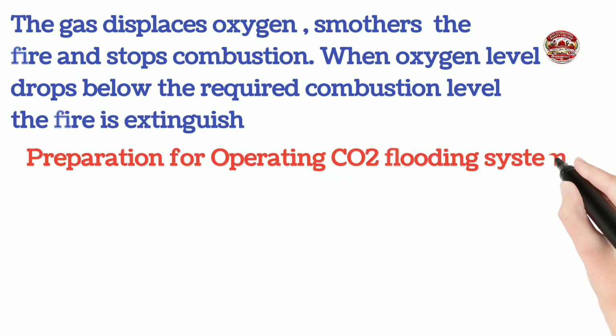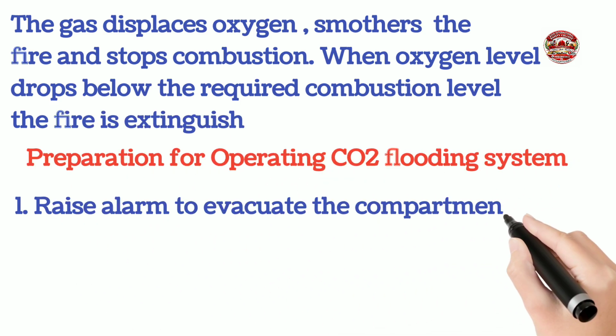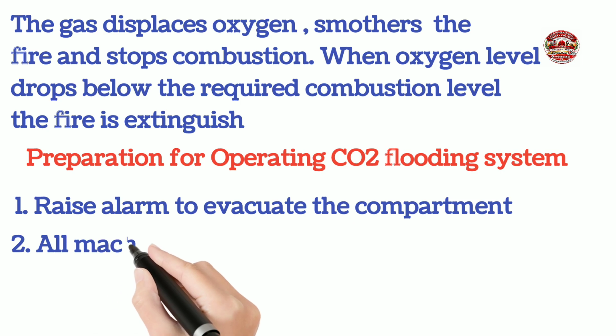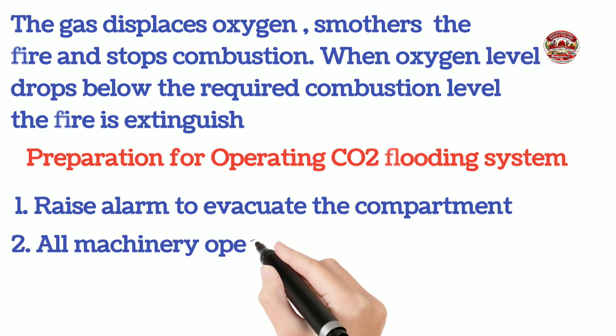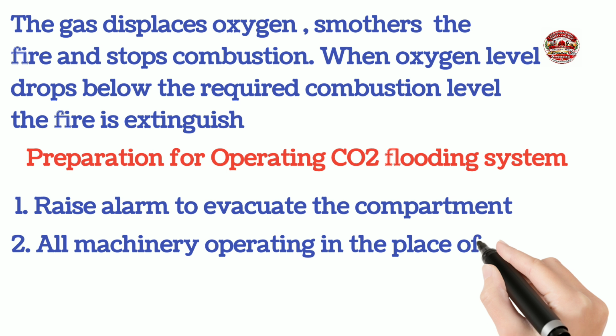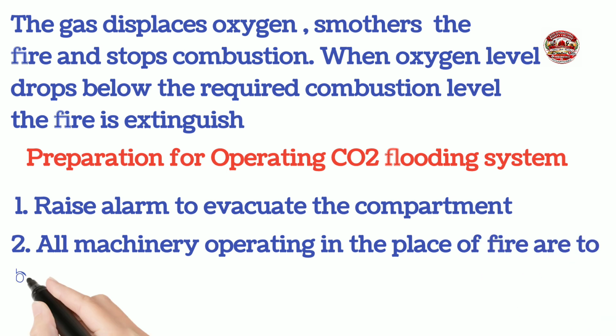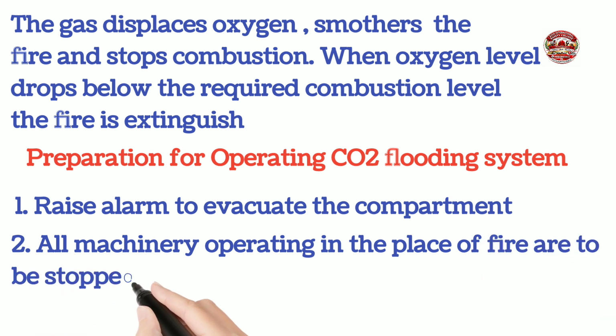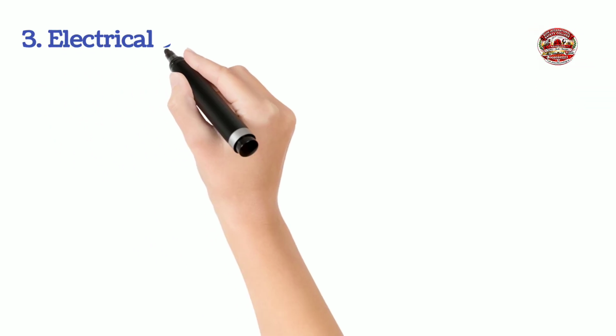Preparation for operating CO2 flooding system. 1. Raise alarm to evacuate the compartment. 2. All machinery operating in the place of fire is to be stopped. 3. Electrical supply is to be switched off.